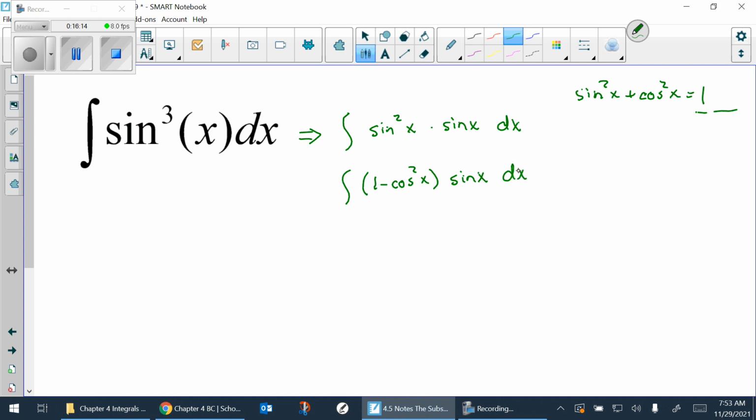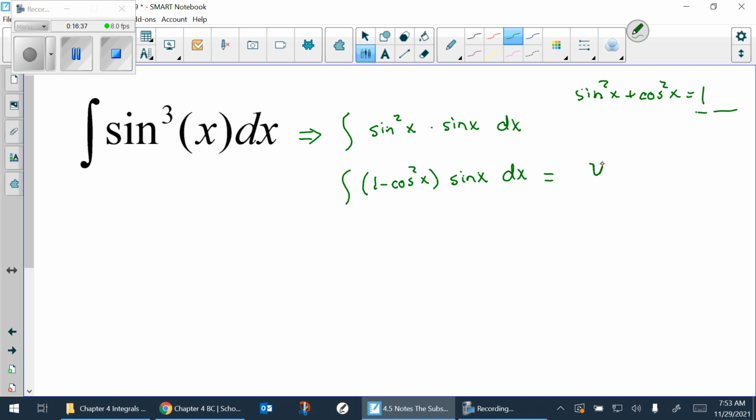Now, what's the derivative of what? Well, this one's kind of tough. You might say, well, the derivative of sine is cosine. Derivative of cosine is sort of like sine. I could go either way with this. Well, there's one way that makes more sense than others. Again, that's why I'm showing you this one.